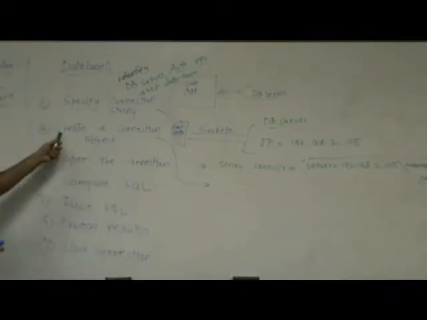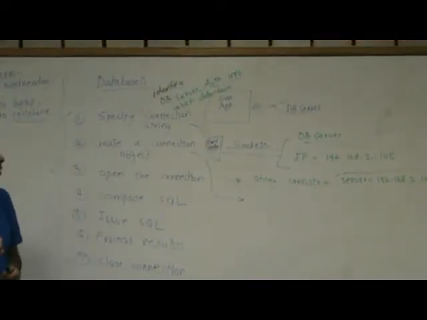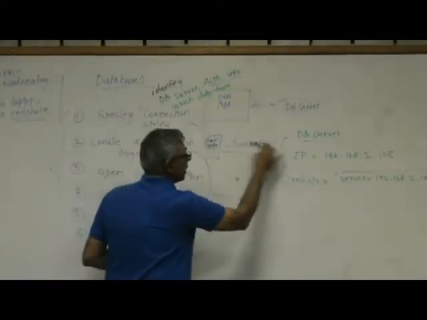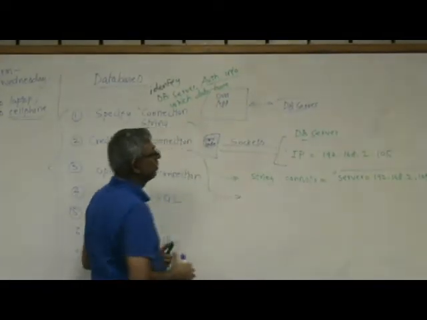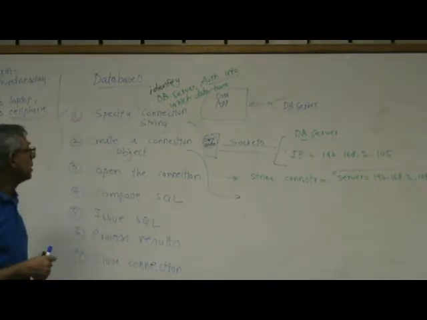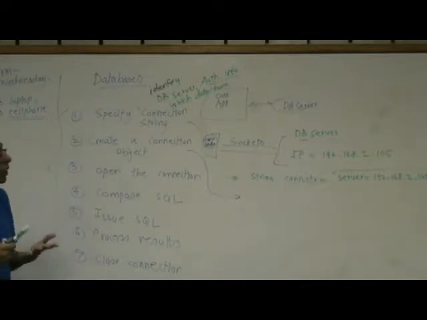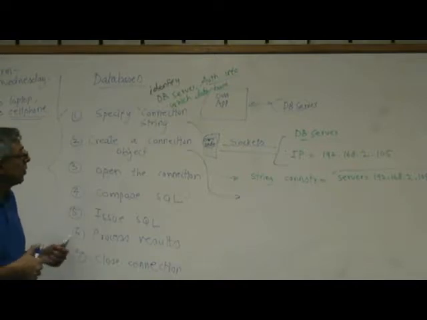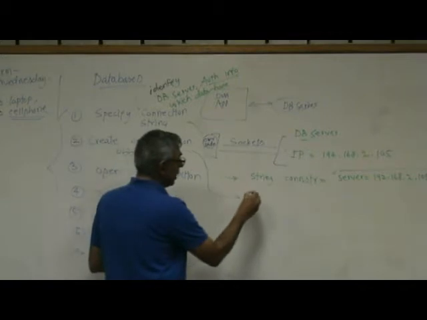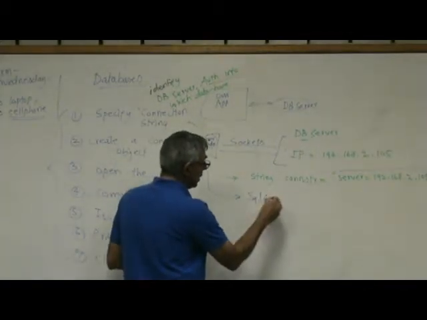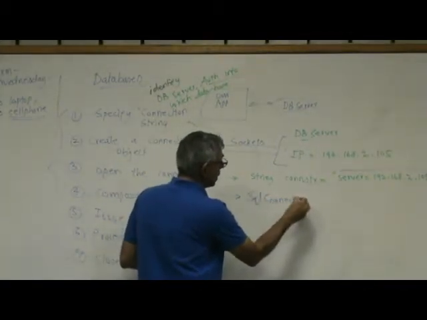Now let's go to the second part. In the second step, we create a connection object so that we can open a connection and issue SQL to the database server. How we create the connection depends on which database server we are trying to communicate with. So we have different classes available to us. For example, if you are trying to connect to a SQL server, the class is called Sql Connection.